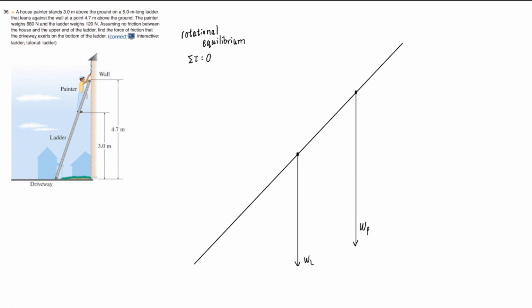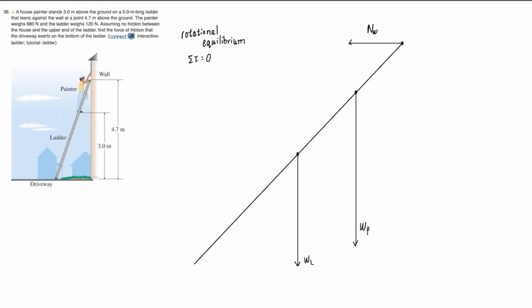And now for the next force, we're going to move to the top of the ladder. And so we're going to look at the point of contact between the top of the ladder and the wall. And if you look closely, you'll notice that the wall is actually pushing on the ladder. And so because the wall is pushing on the ladder, it's exerting a normal force, horizontal direction to the left on the ladder. So we have a normal force up here as well.